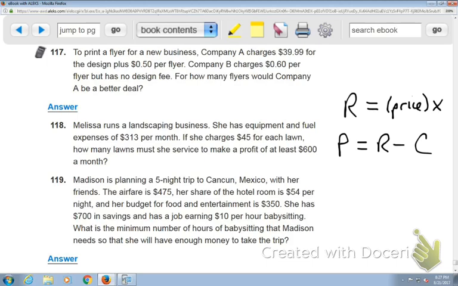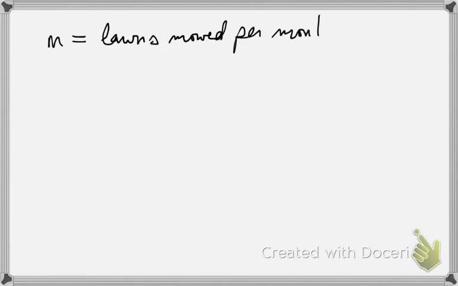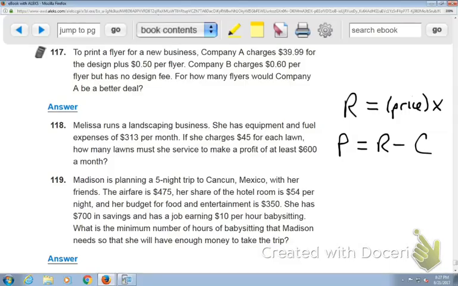Then let's approach our exercise with this. What is it that they're asking us to find? What is it we don't know? How many lawns? That's the question, right? So, I don't know, M. Let's let M be lawns mowed per month. You can use X, but you know, it's boring.